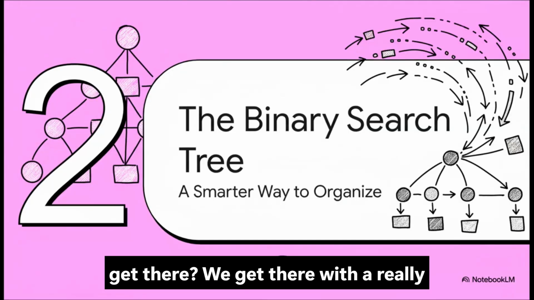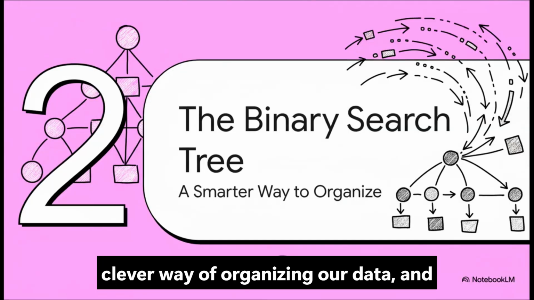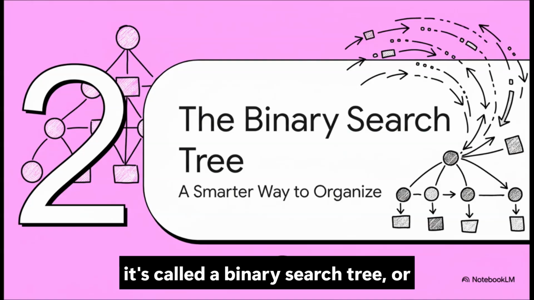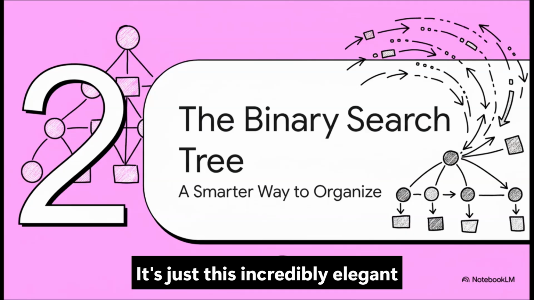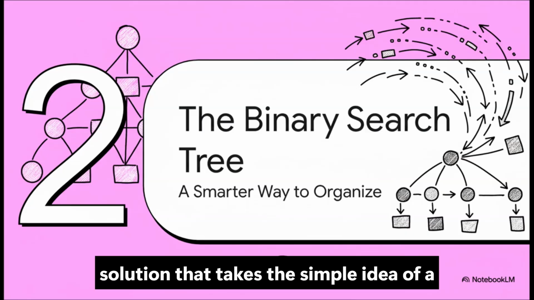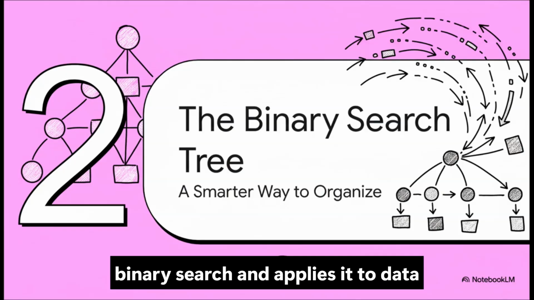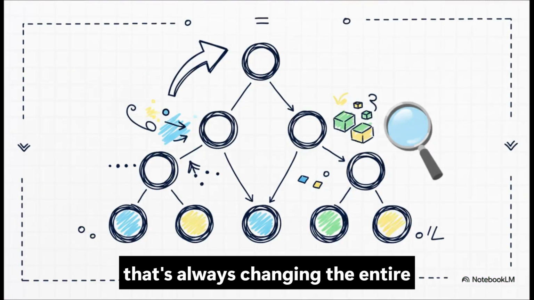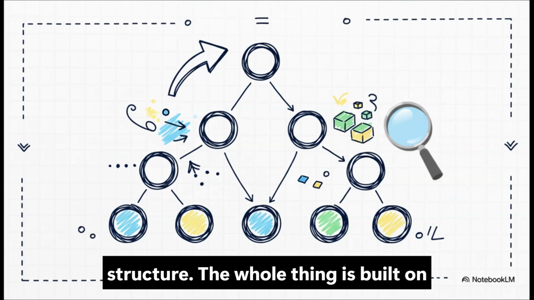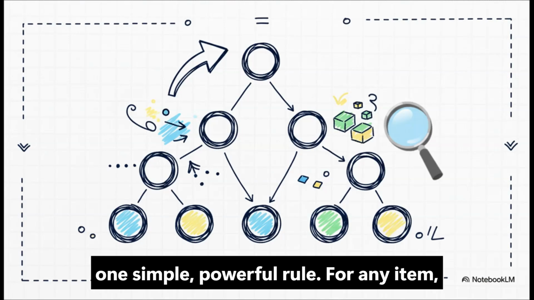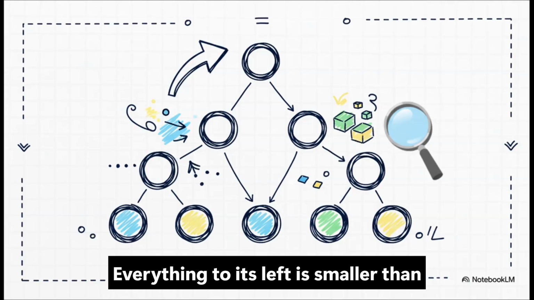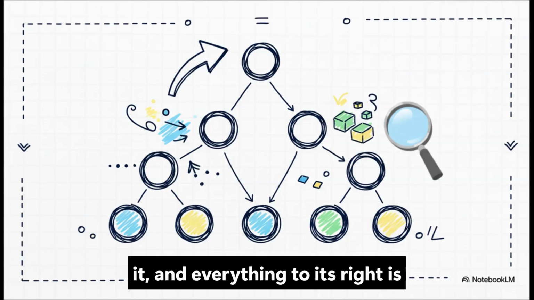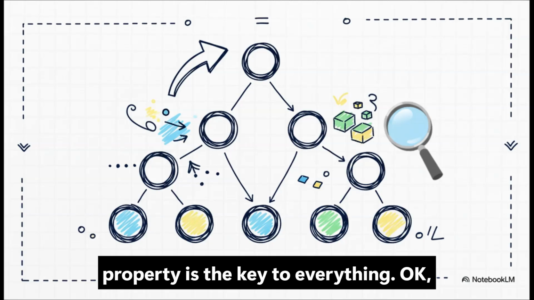We get there with a really clever way of organizing our data, and it's called a binary search tree, or you'll hear it called a BST for short. It's just this incredibly elegant solution that takes the simple idea of a binary search and applies it to data that's always changing. The entire structure is built on one simple, powerful rule. For any item, we call it a node, in the tree, everything to its left is smaller than it, and everything to its right is larger. That's it. That one single property is the key to everything.